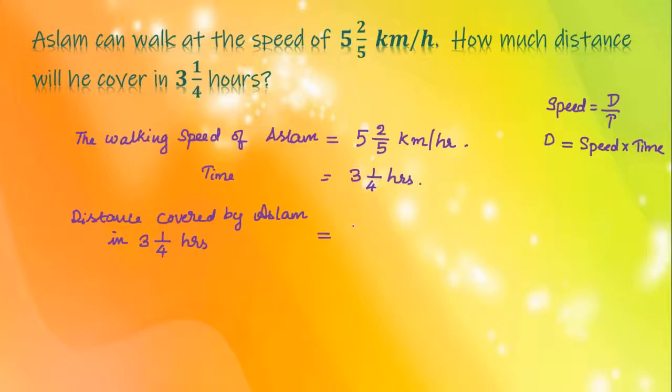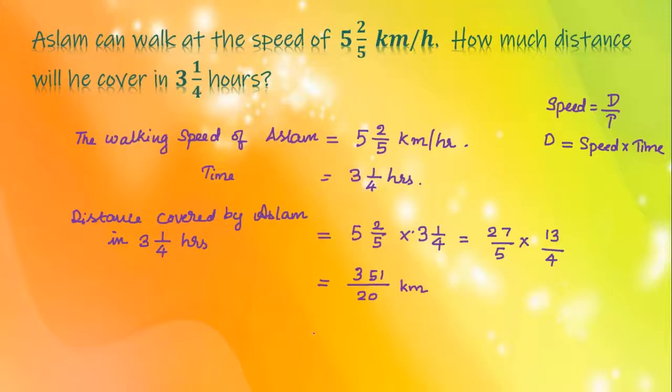Here the speed is 2/5 into what is the time given? 1/4. Before multiplying, we need to convert it into improper fraction. So, it will be 2/5 into 13/4. Since there is nothing to cancel, we can multiply numerator and denominator separately. So, it will be 351 divided by 20 km.